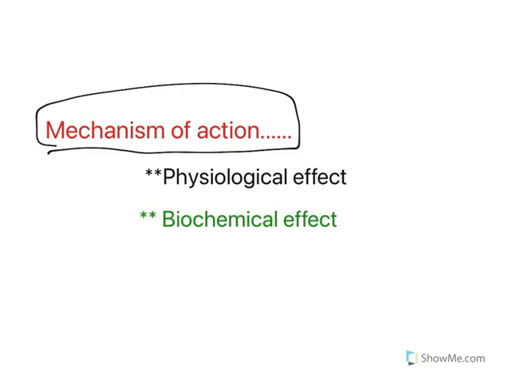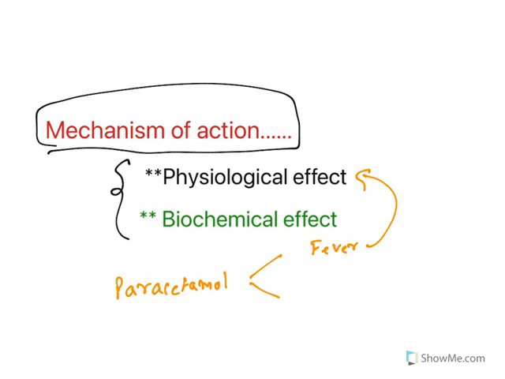See, when you read mechanism of actions, there are two types: physiological effects and biochemical effects. Let us understand them. Imagine paracetamol. When someone asks what is the action of paracetamol, we say it is used to treat fever, body pains, and inflammation. So this is called physiological effect. What it does, it reduces fever. What is the effect? It is physiological effect.